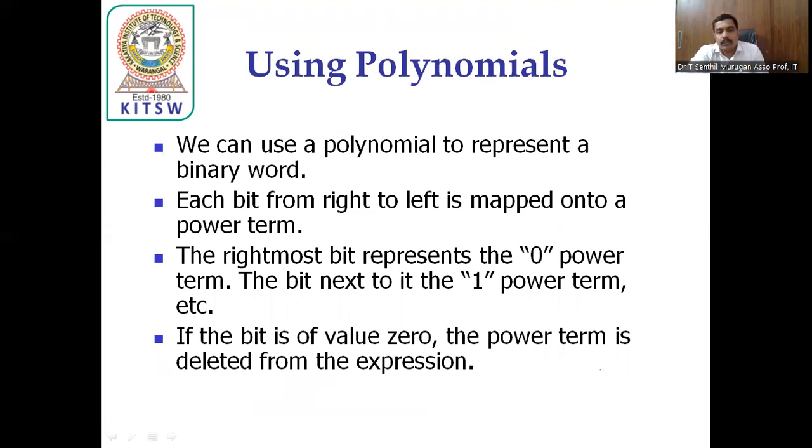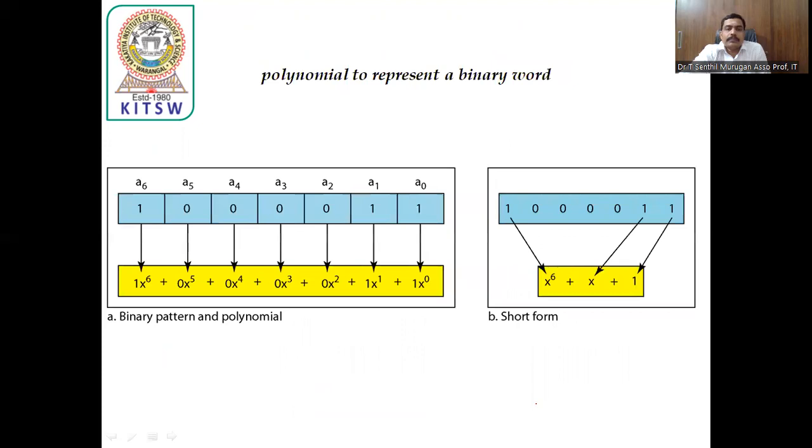Okay, the rightmost bit represents the x power 0 term and the bit next to it the x power 1 term, etc. It will continue up to the number of data bits there are. If the bit has the value 0, the power term is deleted from the expression. So see here, this data word is 1 0 0 0 0 1 1. We start from the rightmost bit: x power 0, x power 1, x power 2, x power 3, x power 4, x power 5, x power 6.